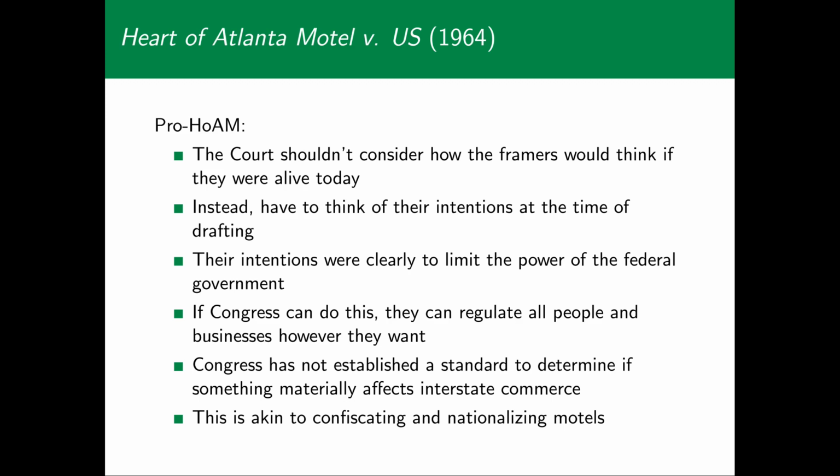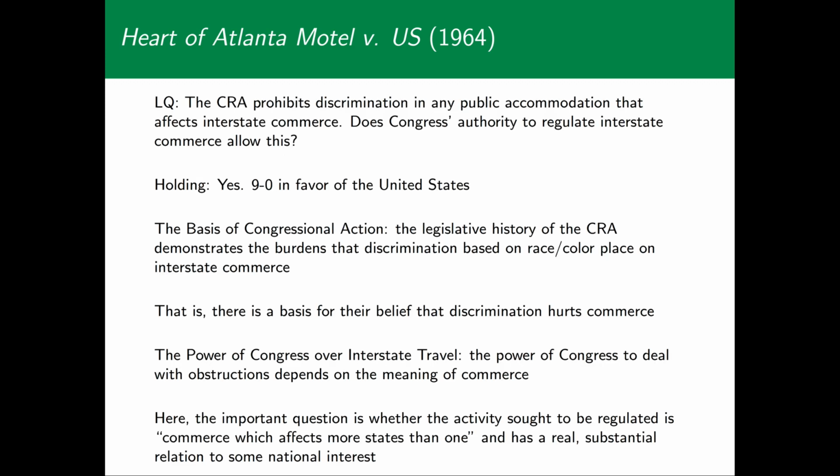The court is asking for a rational connection, a rational basis between the thing being regulated and the way it's regulated, right? So the thing being regulated is discrimination, and the way it's regulated is via commerce. There is a rational connection there. Finally, the Heart of Atlanta Motel laments, basically this is a confiscation and a nationalization of motels, right? Okay, so the question here, can Congress use the Commerce Clause this way? And the answer, unanimously, is yes.